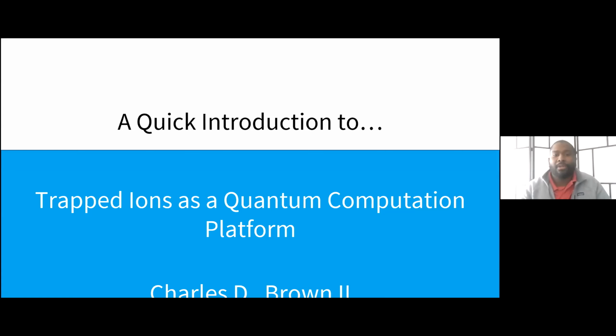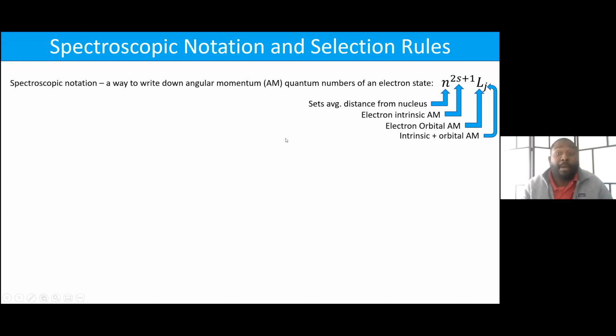Okay, and so to start that process, I wanted to talk to people about spectroscopic notation and selection rules. So generally, spectroscopic notation is a way to write down angular momentum quantum numbers of an electron state. So it's a way to specify the state of an electron in an atom. And the base formulation looks like this.